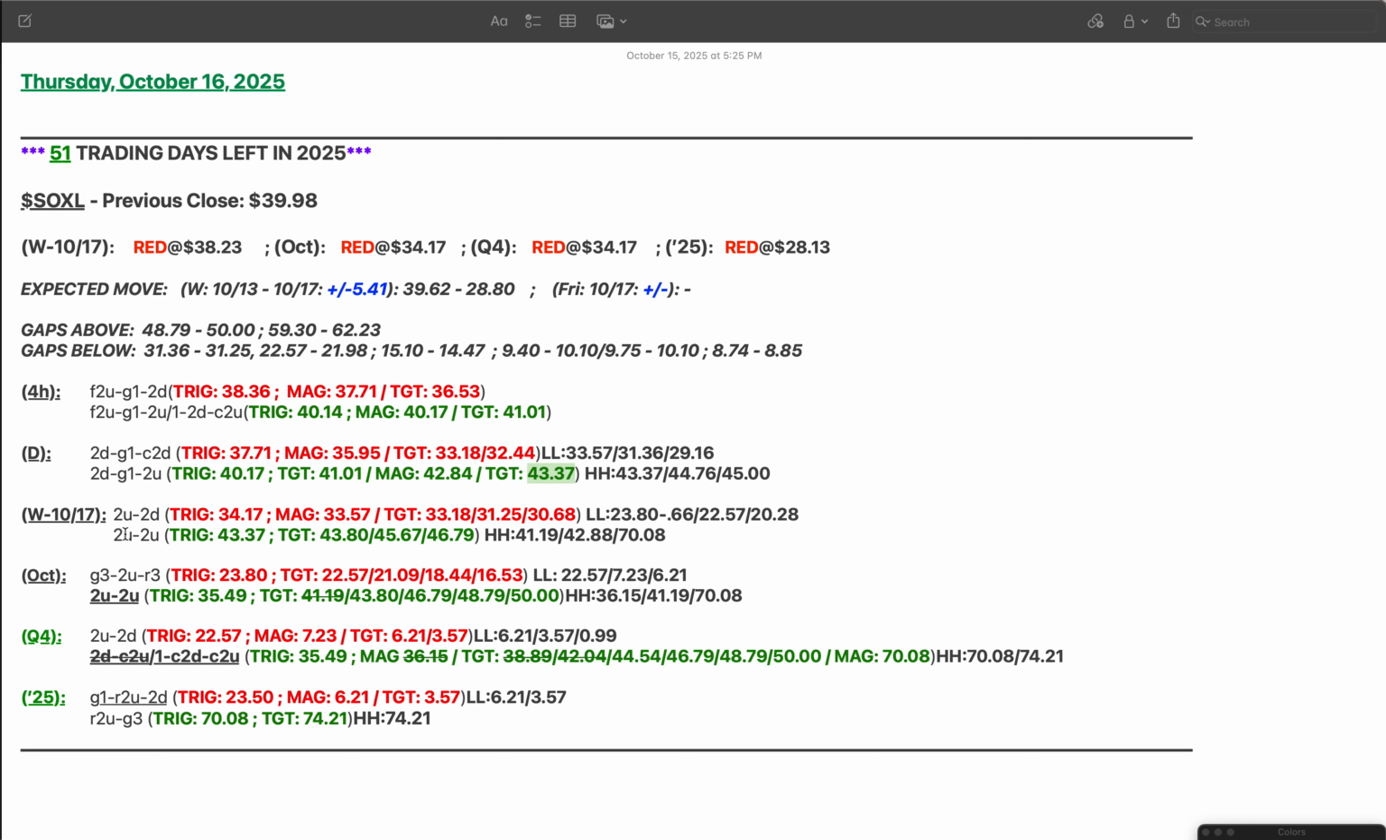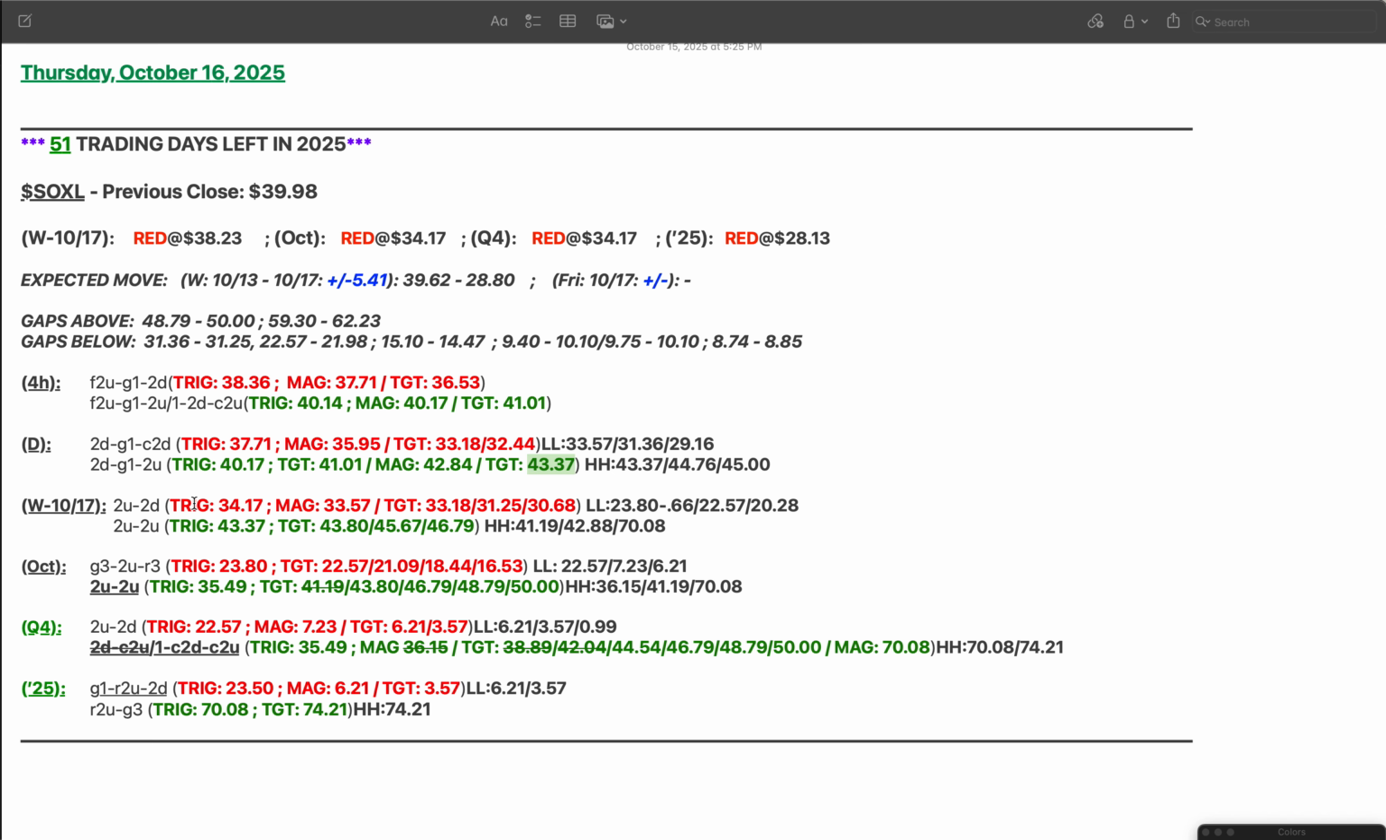Because again, we haven't even triggered on the week, and there's been no reversal on any of the higher time frames. So just keeping in mind, we're still an inside candle on the week. If we go to the downside, that's a 2 up, 2 down, triggering at 34.17 with a magnitude of 33.57, extended targets of 33.18, 31.25, and 30.68. If we break to the upside above last week's high, that just triggers a continuation, a 2 up, 2 up continuation, triggering at 43.37 with a target of 43.80, 45.67, and 46.79.